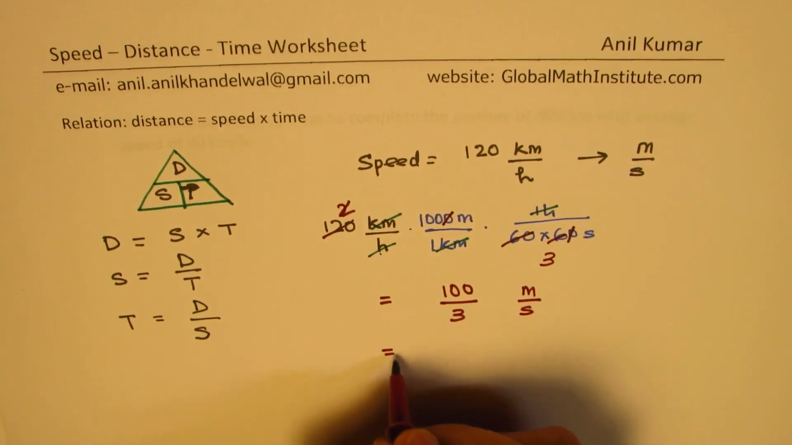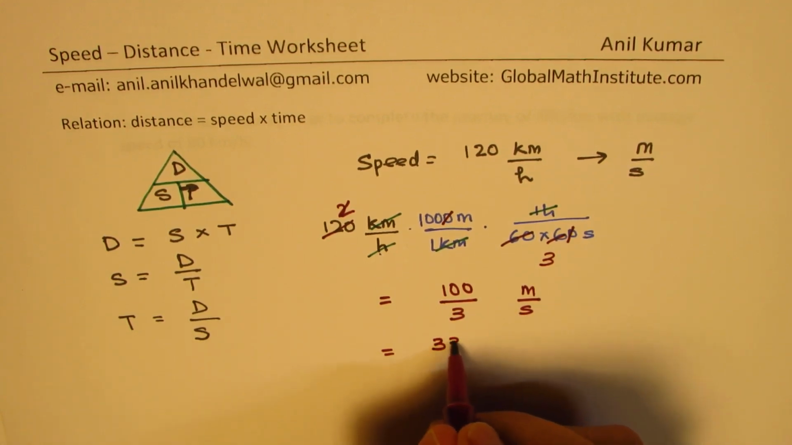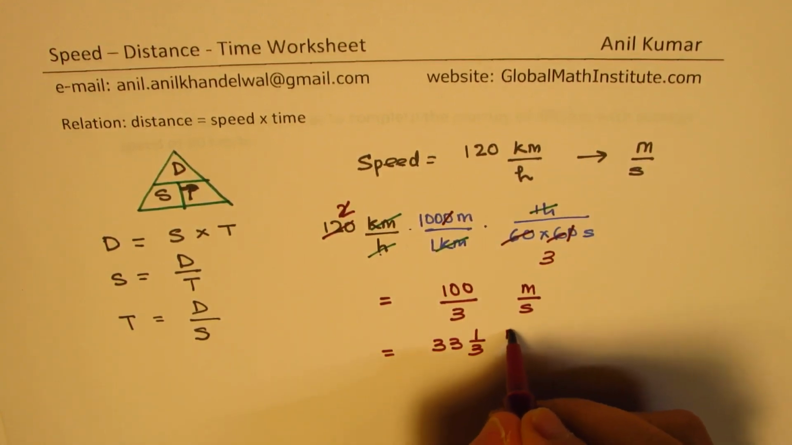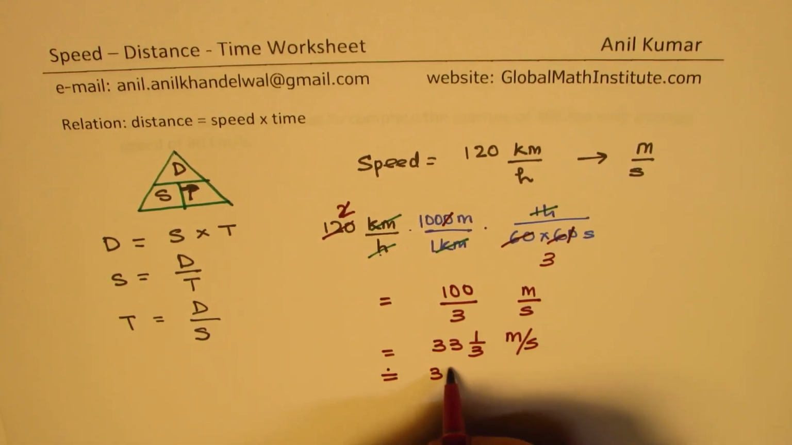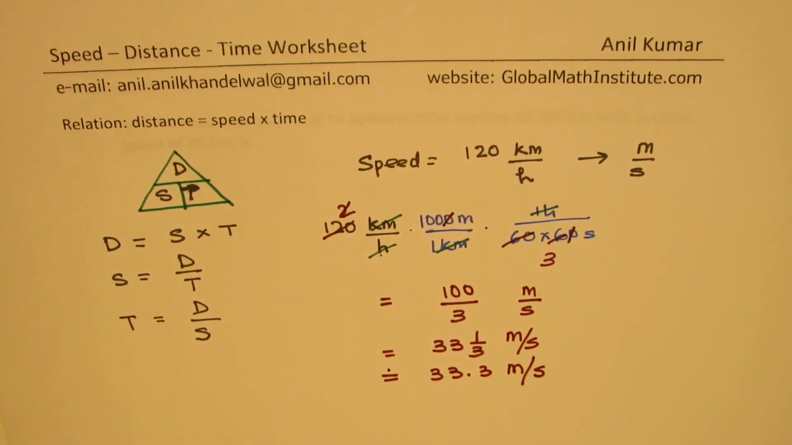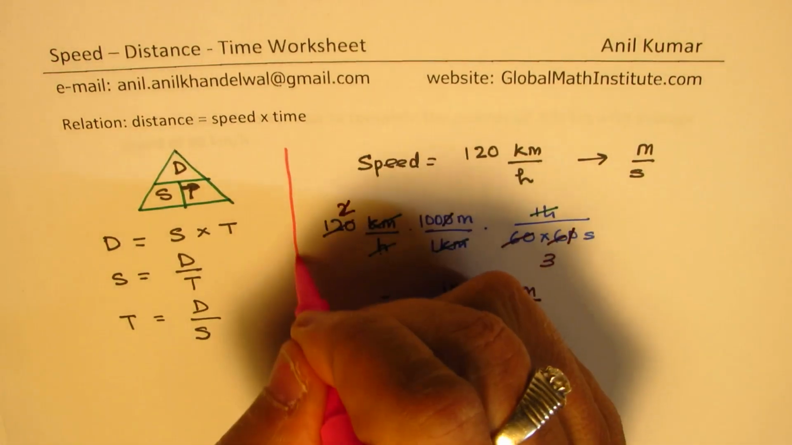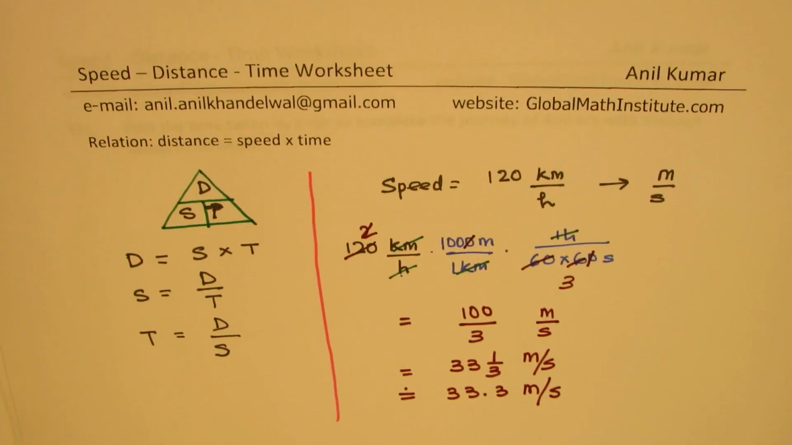Now, if required, this can be written as a fraction, which is 33 1/3 meters per second, or it could be written as an approximate value, 33.3 meters per second to 1 decimal place. Perfect. So with this in mind, let us now begin with the solutions of the questions. The concept which you have seen here on the very first page will help you to solve all the 5 related problems.